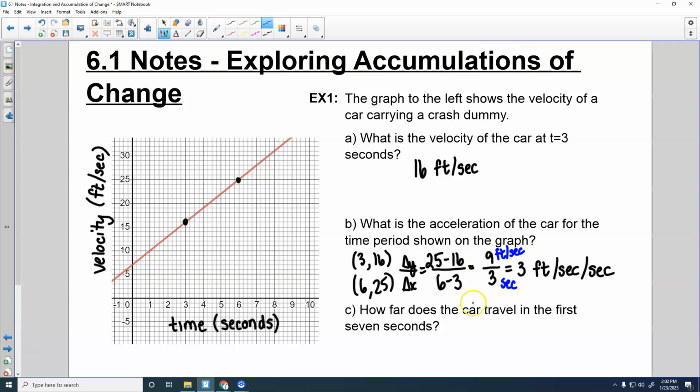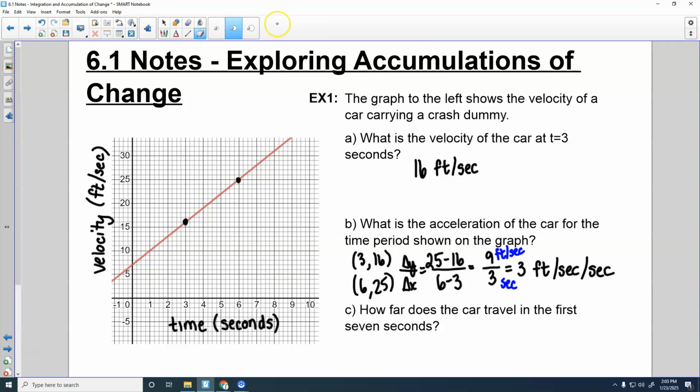Now A and B are both questions that we have already talked about how to do, right? A is not technically even a calculus problem because you're just reading it off the graph. B would be a calculus problem because, technically since it's a straight line, you could have figured that out before you were in calculus, but that is more of a calculus problem. C asks us how far does the car travel in the first 7 seconds. So here, we're going to have to take the idea that I was showing you on the warm-up problem and expand it to what we're looking at here.